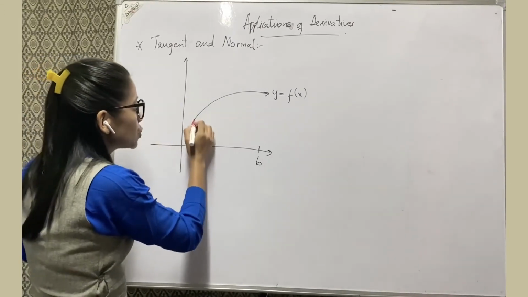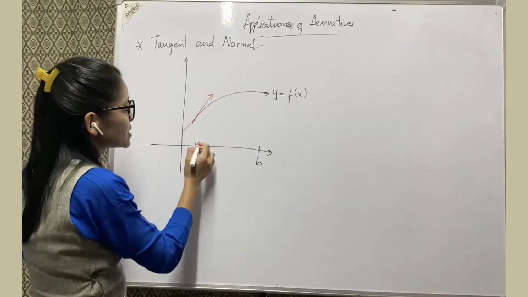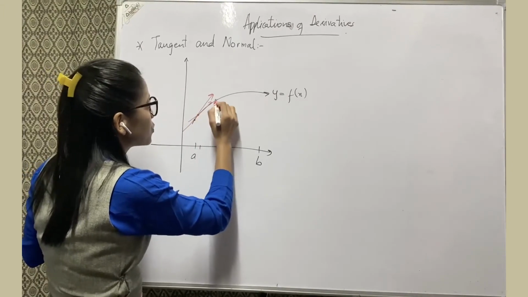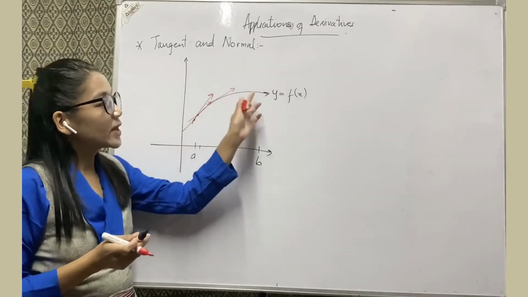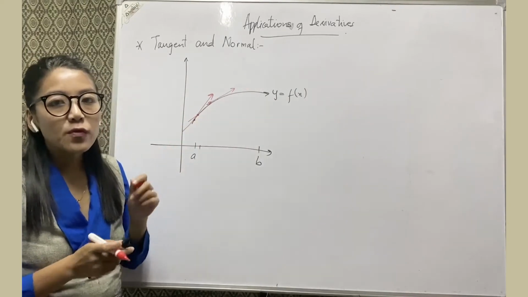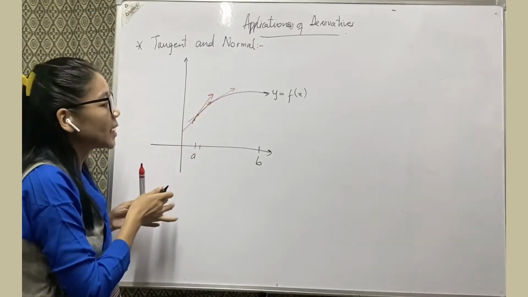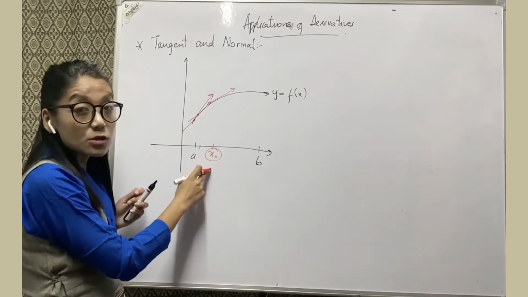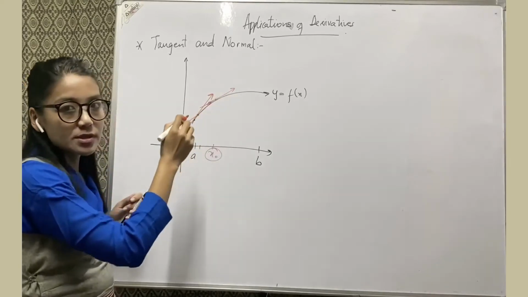So this is one of the tangents. Similarly at this point you will have another tangent, and at this point you will have another tangent. So on the curve there are infinitely many tangents you can have. Here we will be asked to find the equation of a unique tangent. So you will be asked to find the equation of the tangent at this particular point x0. Then you have to find the equation of this particular tangent, right?